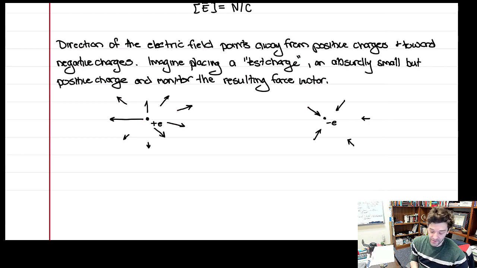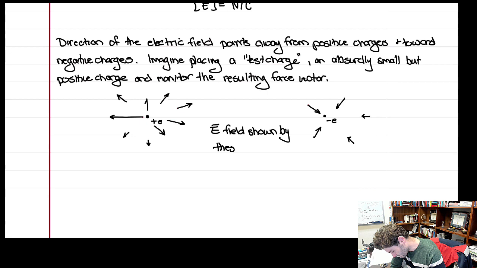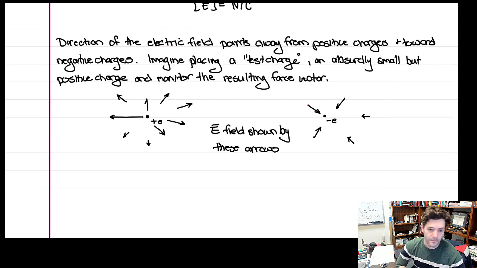These are arrows, and I'm trying to quantify it a little bit by the length of the arrow, so it has both a direction and a magnitude. This is a vector quantity. These arrows, the E field, is being shown by these arrows. Again, it is letting you know how those charges let their presence be known, so that when you put another charge around, we know how that particular charge will react as a result.